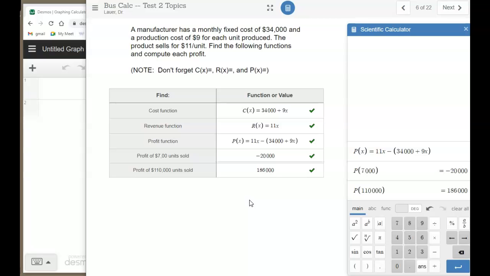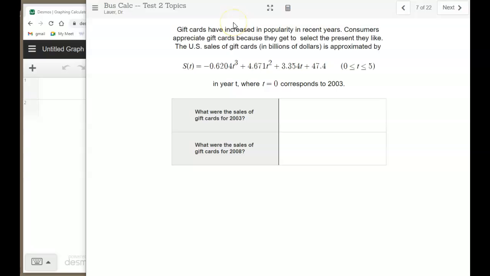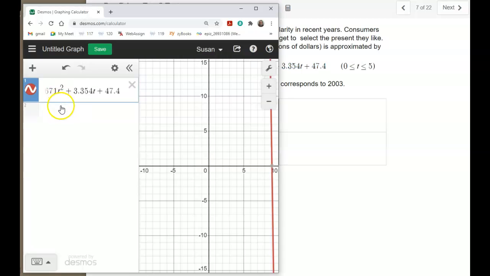And we end up with the correct units. The next one says gift cards have increased in popularity, and here is the formula for it. What were the sales of gift cards in 2003? This really is, open up your calculator. So we're going to copy this. You can put it over here on the graphing one too if you'd rather.